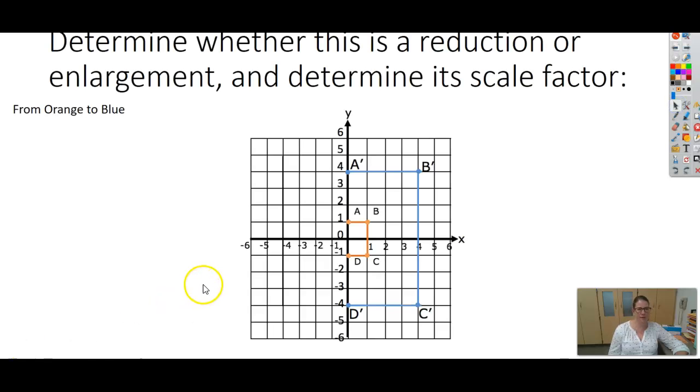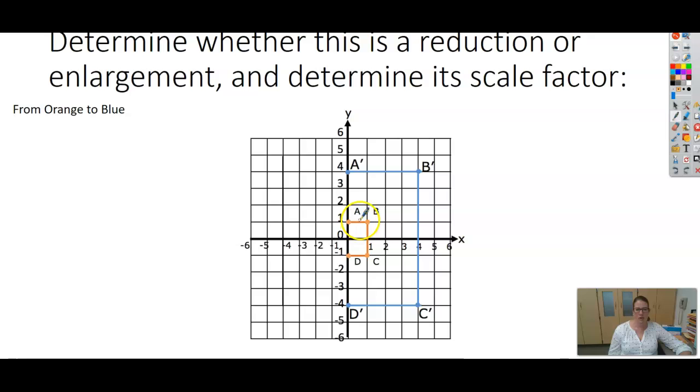So the first one, determine whether this is a reduction or an enlargement, and determine what the scale factor is. So it tells me here it's going from orange to blue. So the orange shape down here is this little rectangle that goes from -1 to 1 and then over from 0 to 1. The blue one goes from -4 to 4 and then over to 4. So it went from orange to blue.